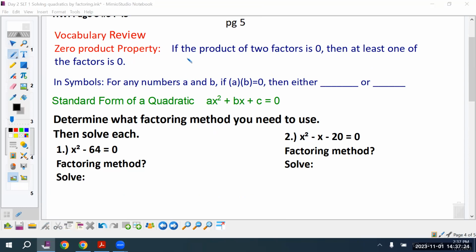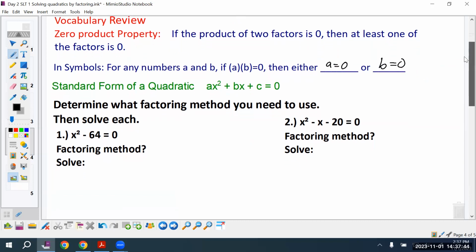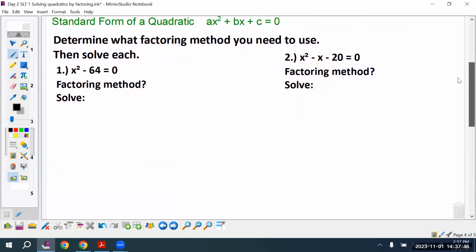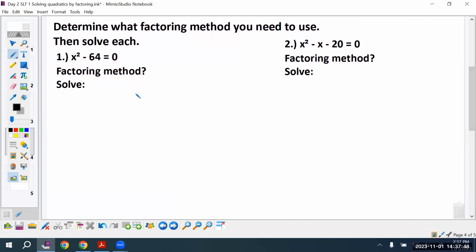As a reminder, the zero product property states if the product of two factors is zero, then at least one of the factors is zero. So in symbols, for any numbers a, b, and c, if a times b equals zero, either a equals zero or b equals zero. We have 4 problems on this page. We are going to determine what factoring method we're going to use, and then we're going to apply it to solve using the zero product property.